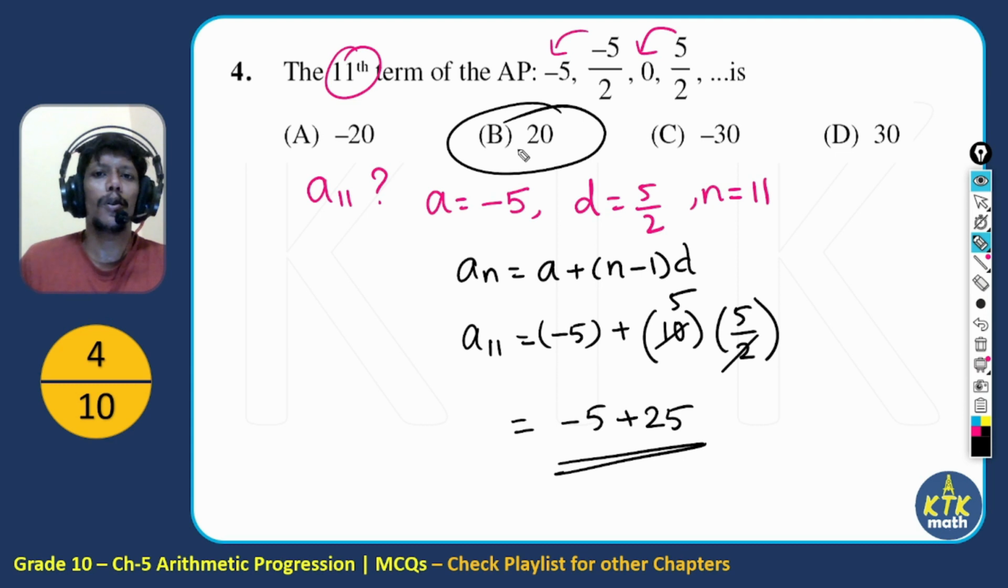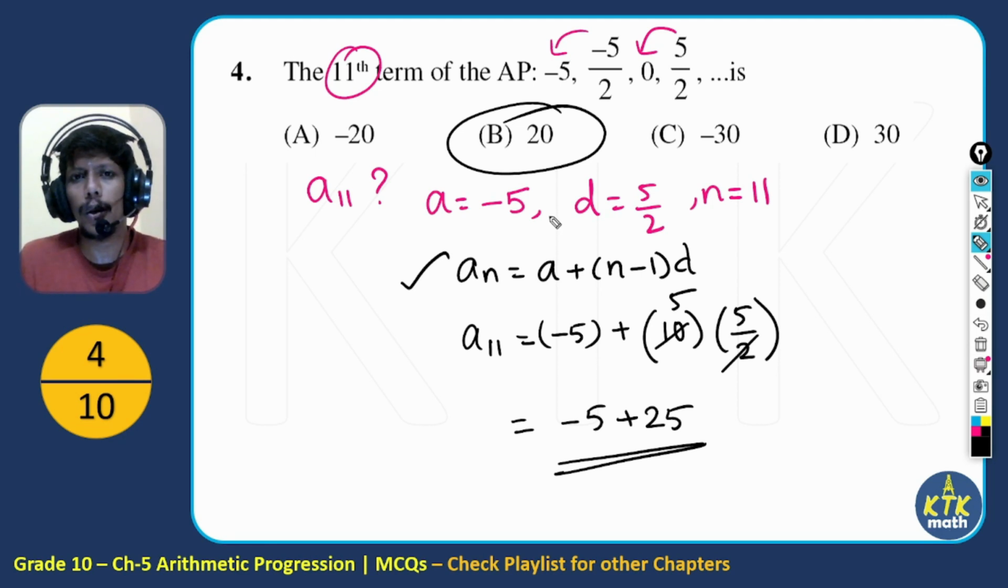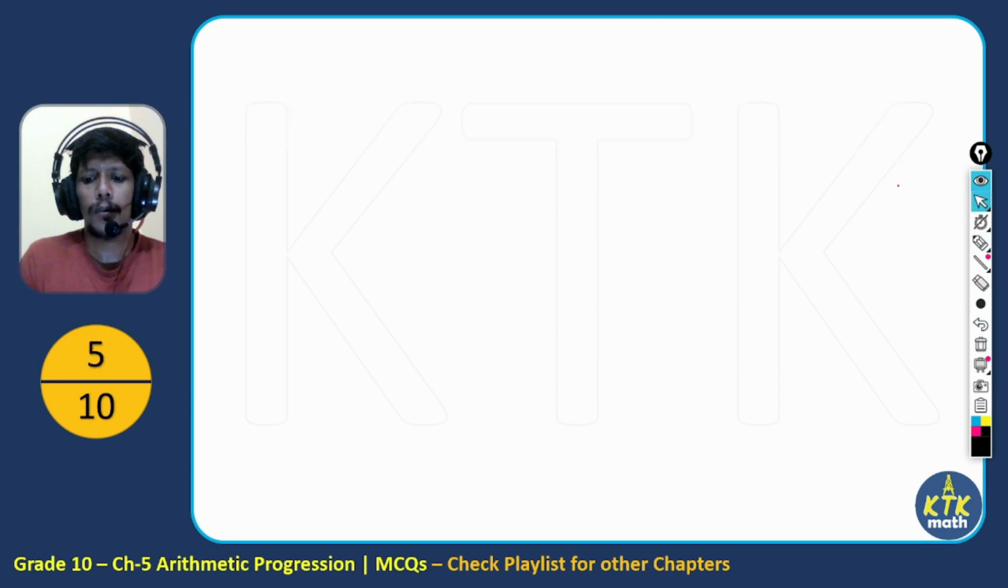Yes, so almost all the problems will be based on only finding the number of terms, or finding the difference, or finding the first term like this. So make sure you are writing this formula correctly and applying the suitable values from the question. Yes, you got some idea about AP now. In your board examination, you can expect only these kinds of questions on AP. Now let us go to question number 5.